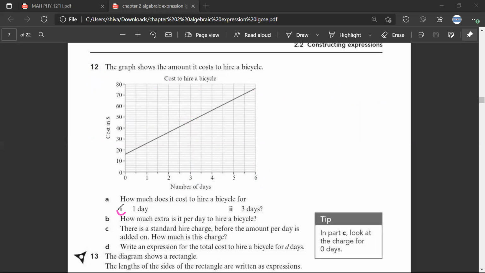So Satya, to find 1 day, I select 1 day, I go up, then I take a left. What would be the value? So $24.